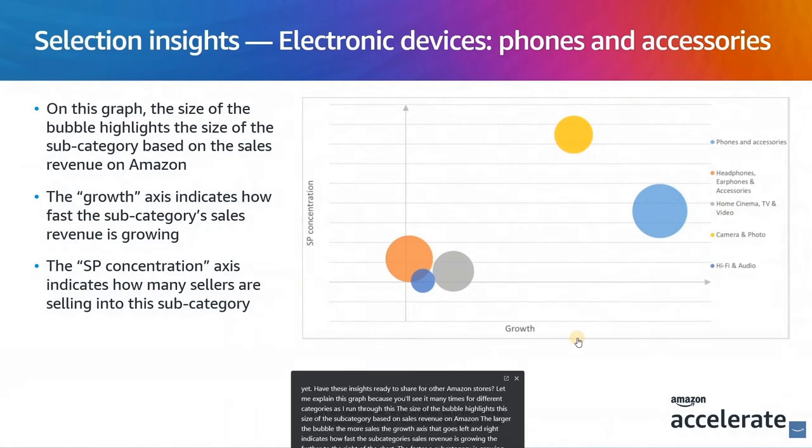The selling partner concentration, or SP concentration, axis that goes up and down indicates how many sellers are selling into this subcategory. So the higher on the chart, the more sellers are participating in the subcategory. The trifecta of opportunity on this chart is going to be a larger bubble on the lower right, indicating high sales with high growth and lower seller participation. If we look at electronic devices as a starting category, phones and accessories are where you will find the highest sales and growth coupled with medium levels of seller participation.